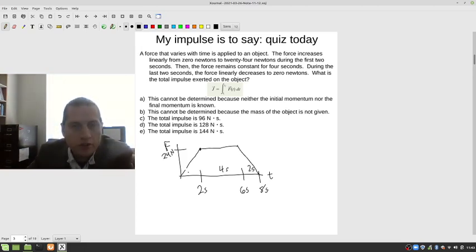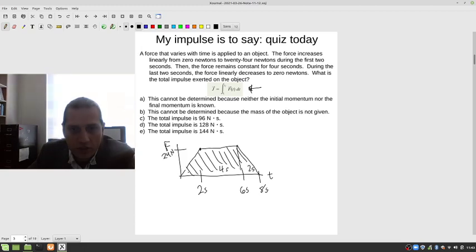It asks, what is the total impulse exerted on the object? Well, the impulse is the average force times the amount of time that it's applied. So we could go ahead and find our average force, I suppose. But in this case, it's going to be easiest just to use this definition. It's the integral of force times dt. And so that's just the area under this curve.